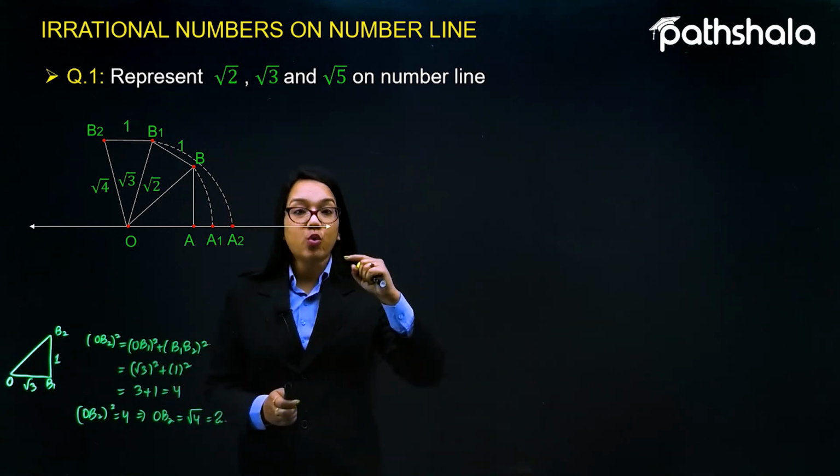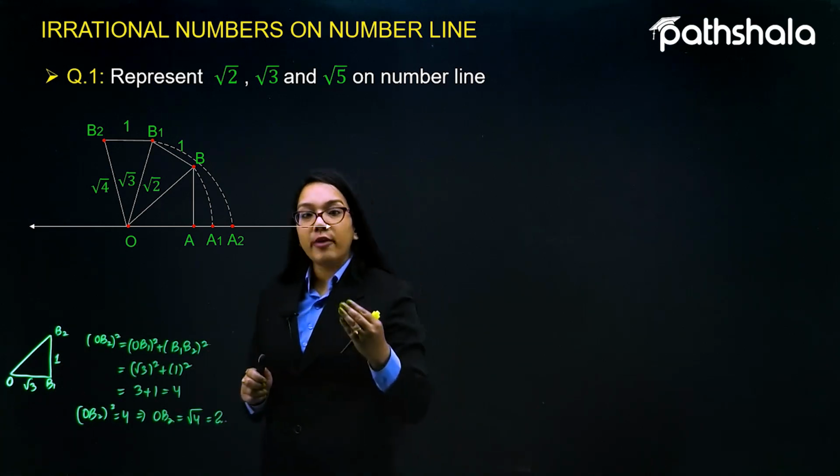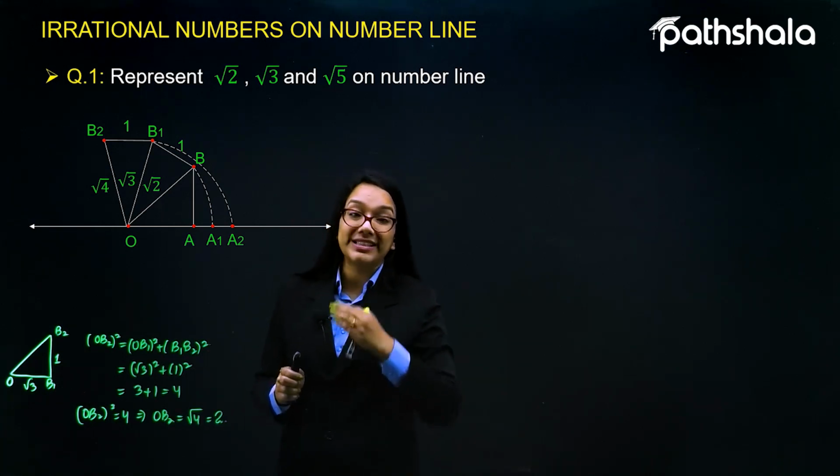But we just wanted to find out root 5, not root 4. It means that we have to move on further following the same steps.